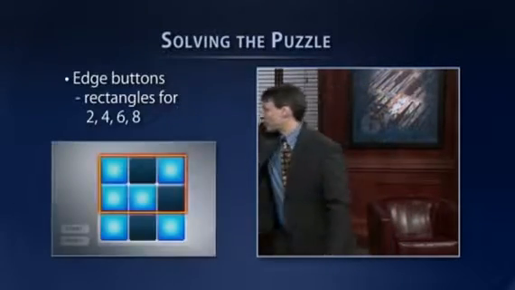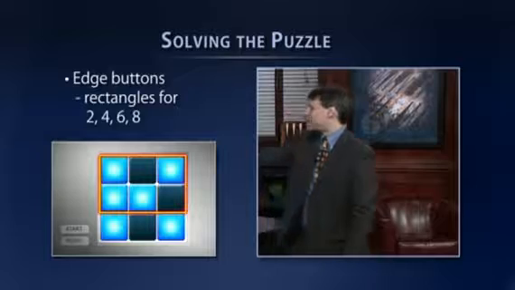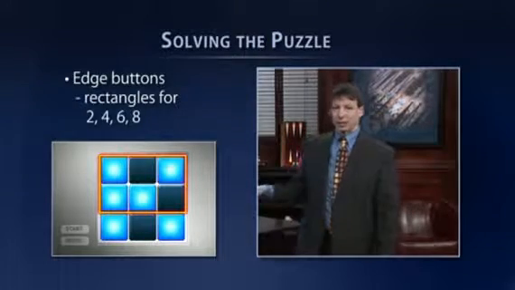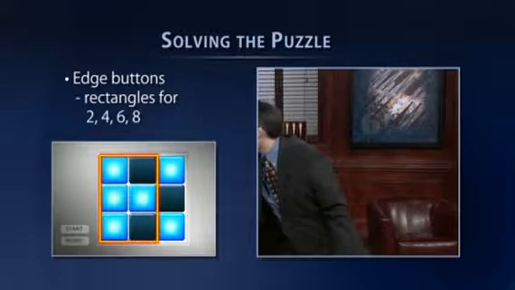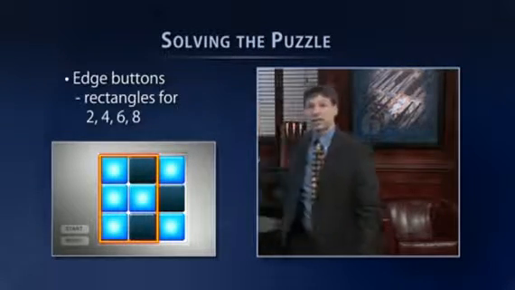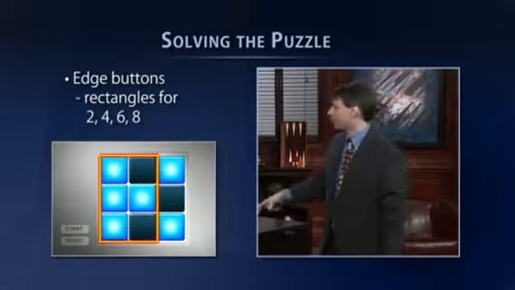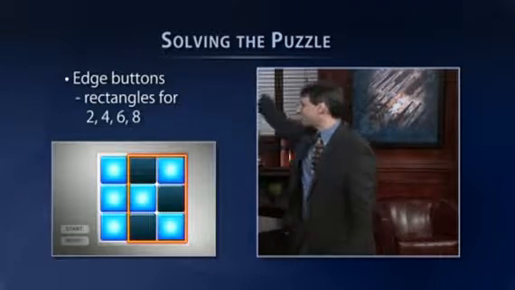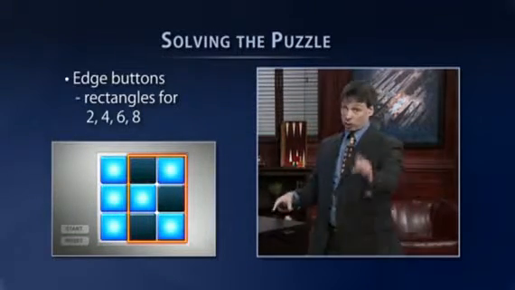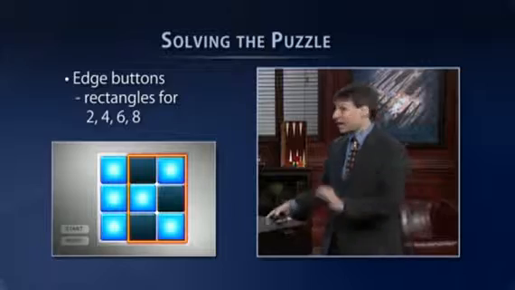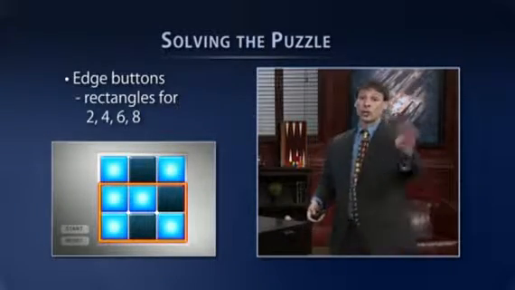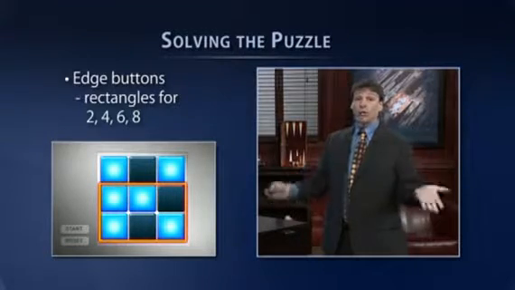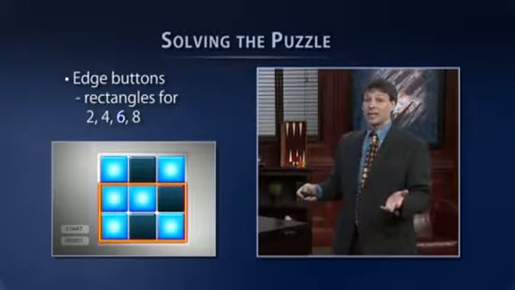Button 2 has a rectangle that looks like this, and I see it has 4 lights lit. So we're going to leave button 2 alone. Rectangle 4 has 4 lights lit. Okay, we'll leave that one alone. The rectangle for button 6 has 3 lights lit, so we're going to want to press 6. And the rectangle for button 8 has 4 lights lit, so we're going to leave that one alone. So the only edge button we need to press is button 6.